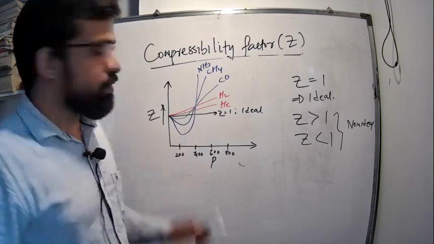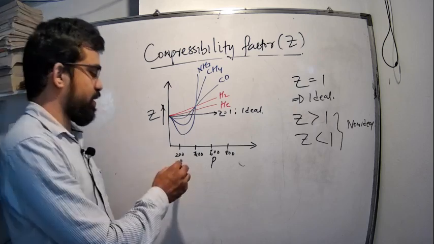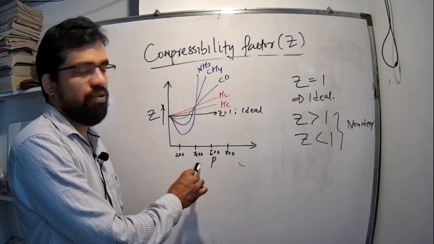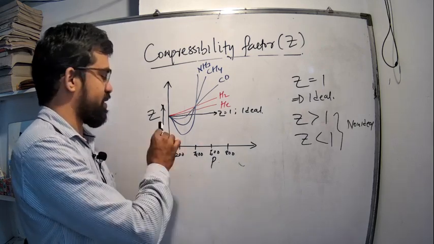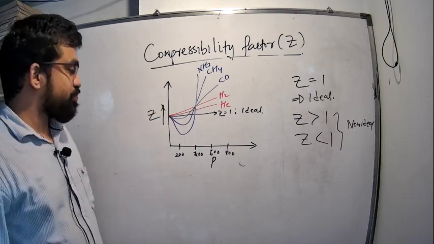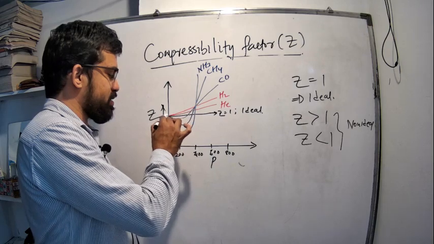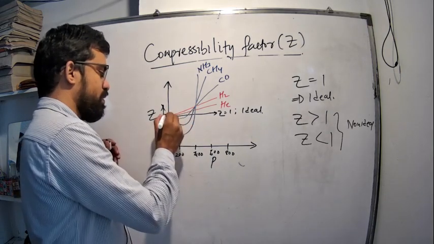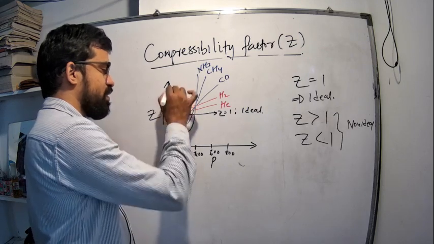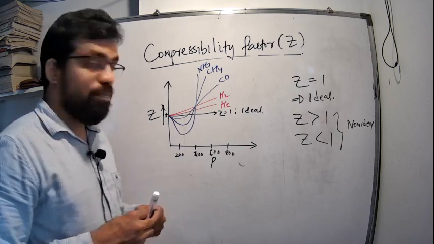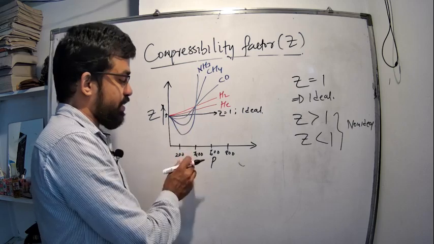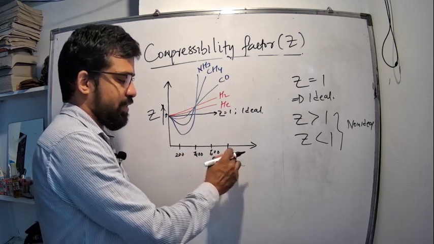This is an experimental observation. On the x axis we have increasing pressure: 200 atm, 400 atm, 600 atm and 800 atm, and on the y axis the compressibility factor. Below this line Z is less than 1, and above it Z is greater than 1.